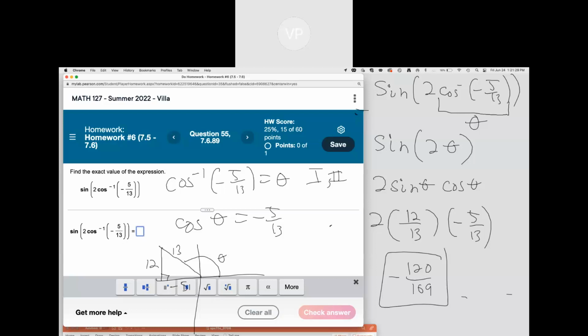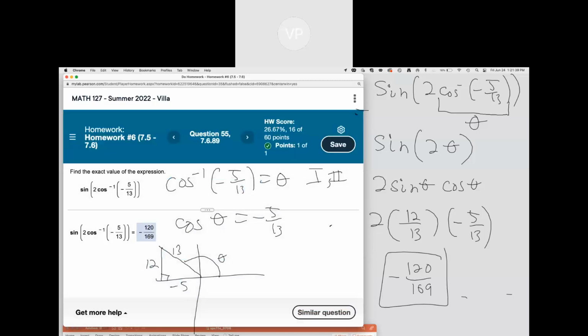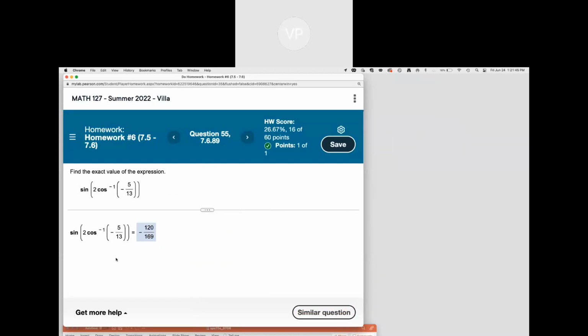If this was cosine of 2 theta, we'd have to go and use one of those 3 formulas, and then again, use this triangle to fill in the blanks. So hopefully, I think I got everything right on that one, and we're good. So that's it for number 55. Questions on that one?